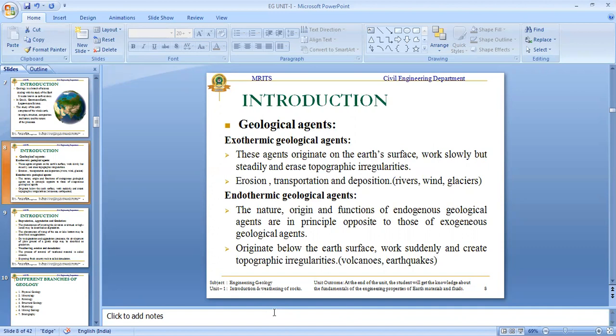For example, physical agents: wind, rain, sunshine, temperature, seasonal variation, as well as the glaciers, volcanoes. So what are those things which are moving now in our day-to-day life? Glaciers and water flow, air flow. Those are all the exothermic geological agents, which act upon the earth surface.